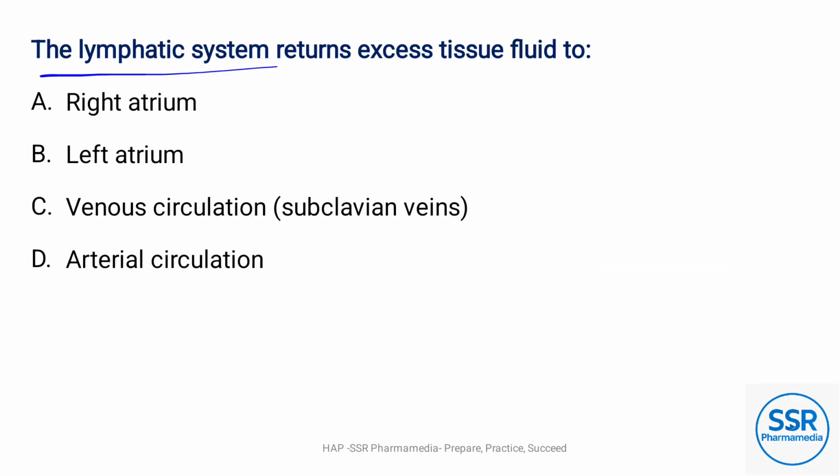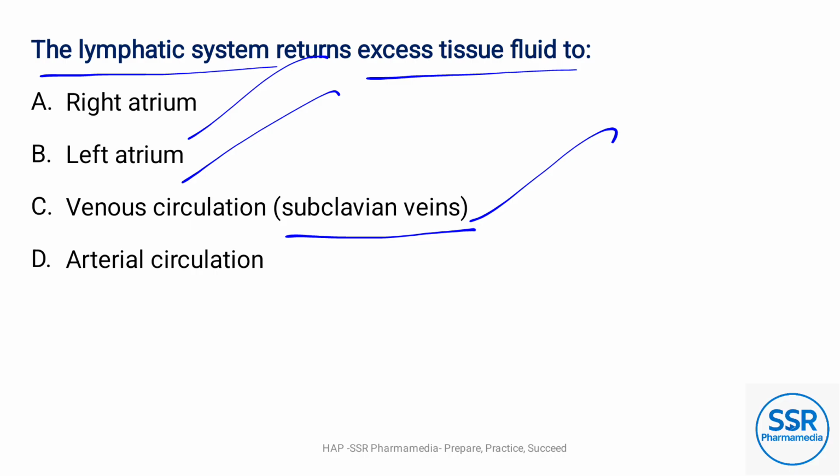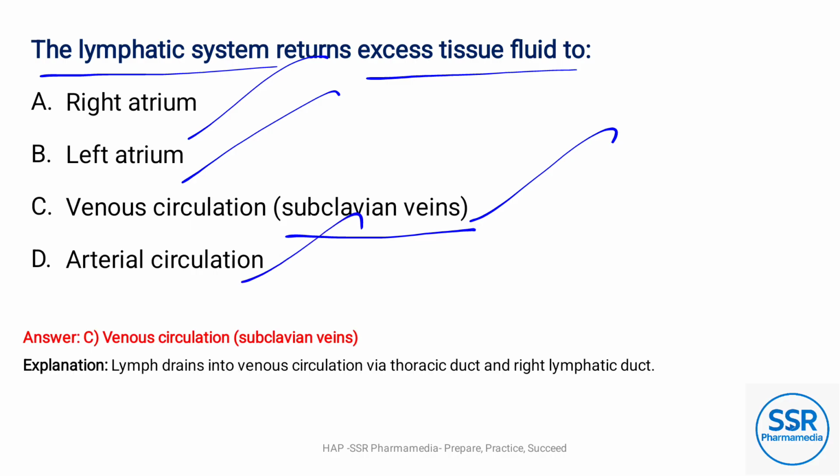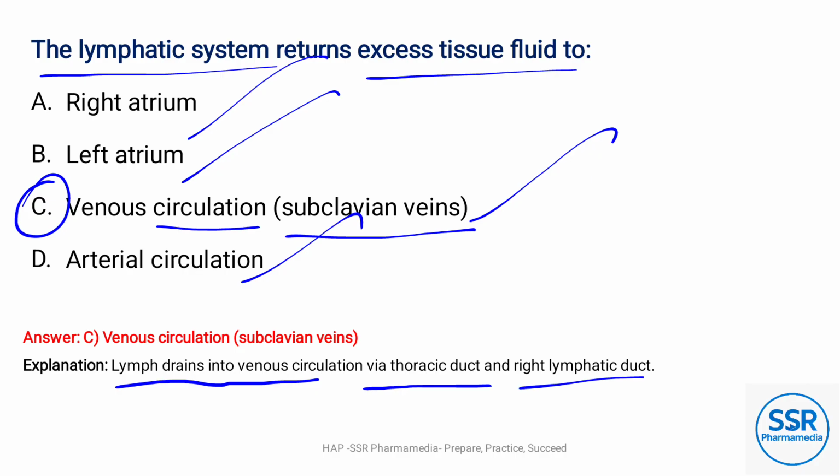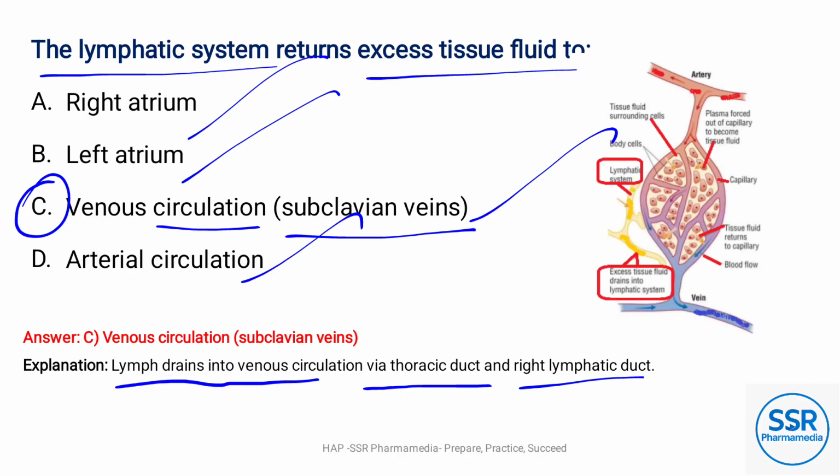The lymphatic system returns excess tissue fluid to option A, right atrium, option B, left atrium, option C, venous circulation, subclavian veins, option D, arterial circulation. So the answer is option C, venous circulation, subclavian veins. Lymph drains into venous circulation via the thoracic duct and right lymphatic duct.